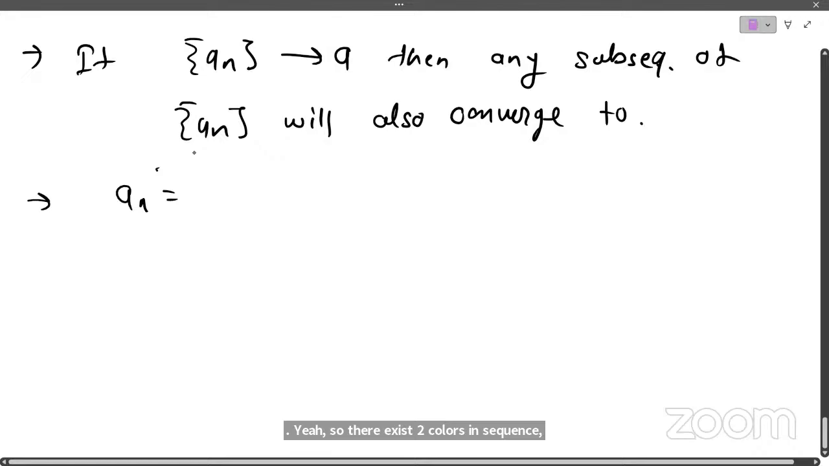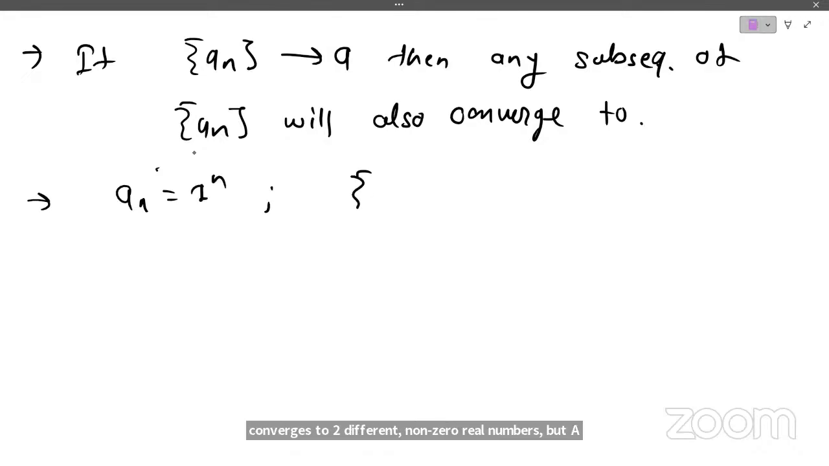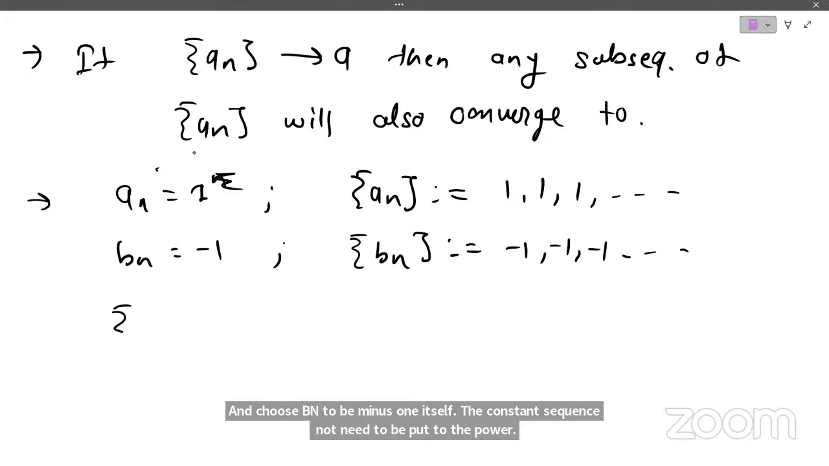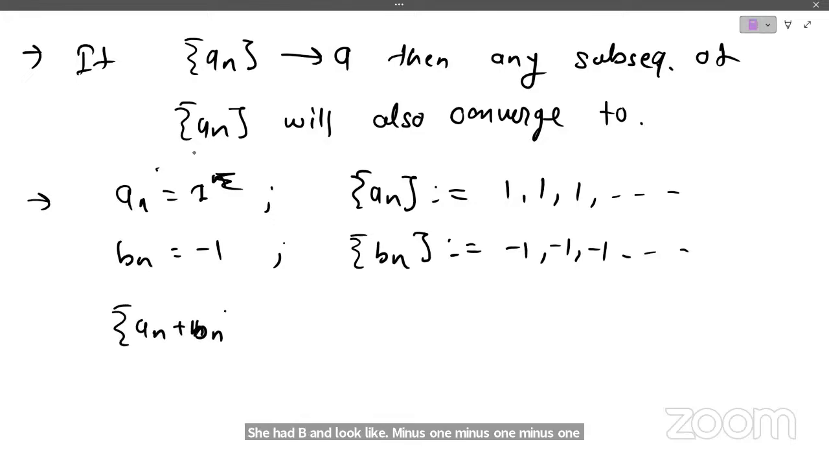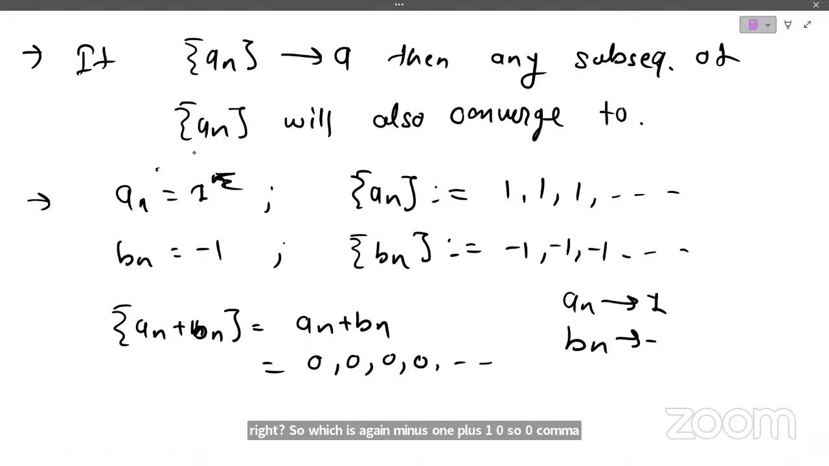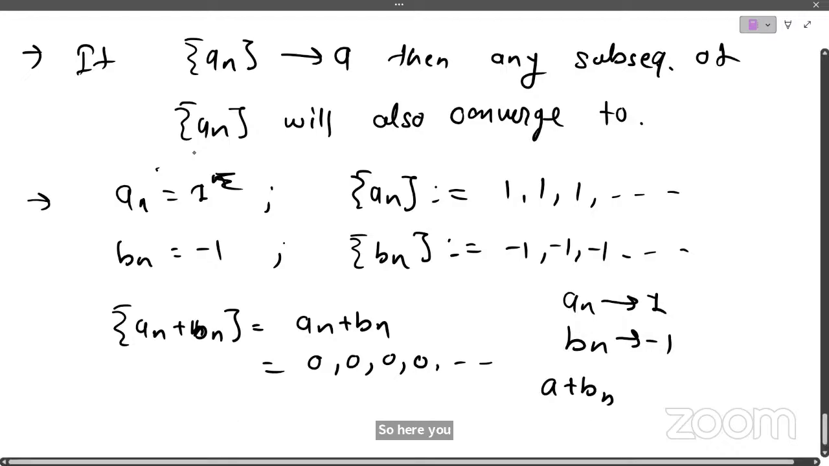Simply take An to be 1 to the power n. Then what does your sequence An look like? So your sequence An looks like 1, 1, 1 and so on, right? And choose Bn to be -1 itself, the constant sequence, no need to put the power n also. So your Bn looks like -1, -1, -1 and so on. And if you find your An plus Bn, it is -1 plus 1, which is 0. So 0, 0, 0, 0, 0 and so on. So here your sequence An converges to 1, Bn converges to -1, but your An plus Bn converges to 0, right?